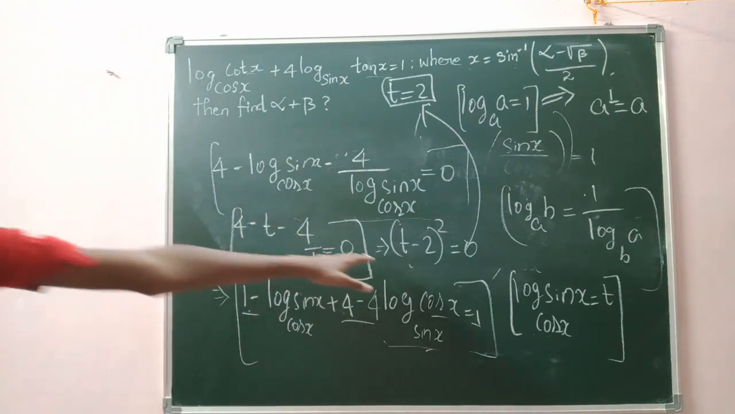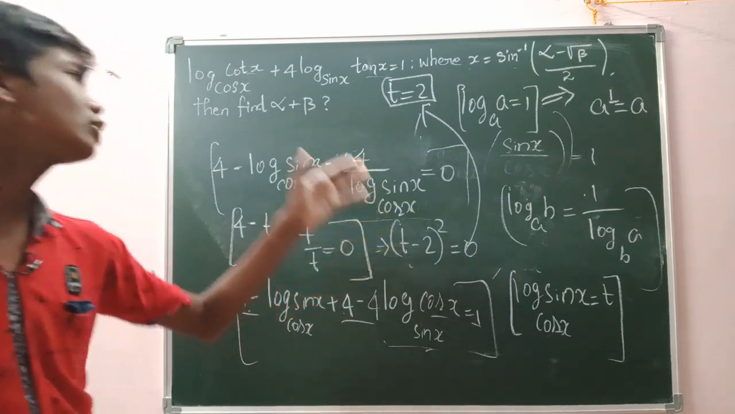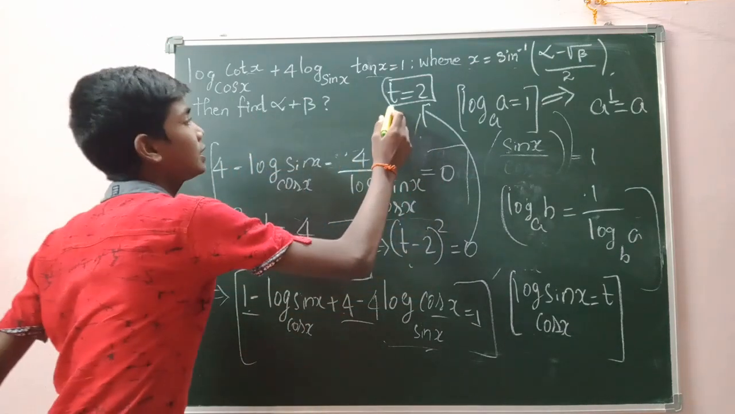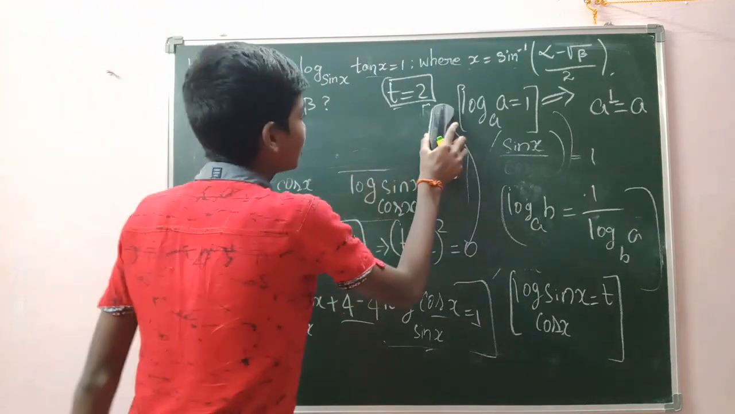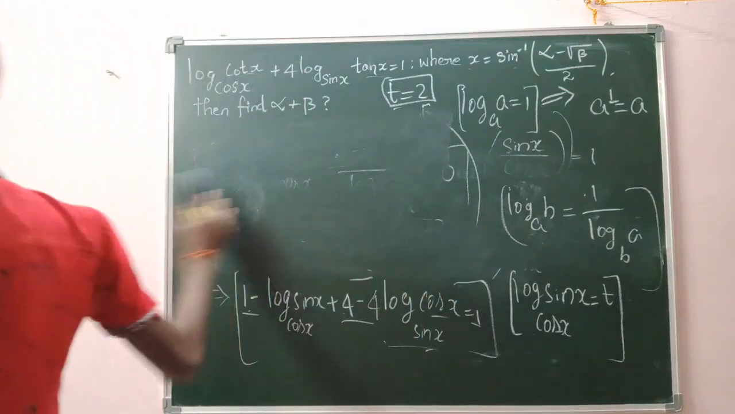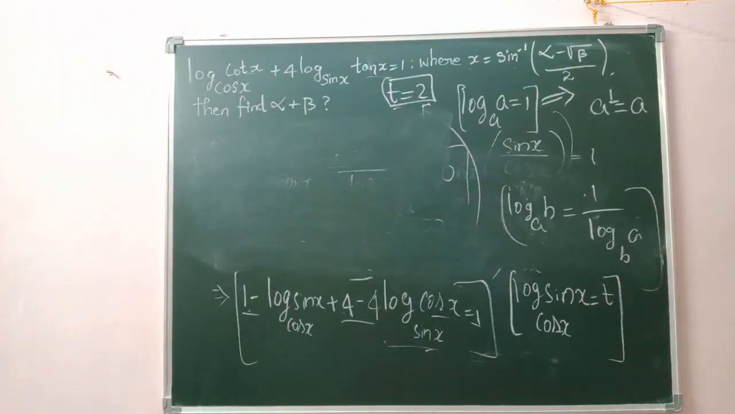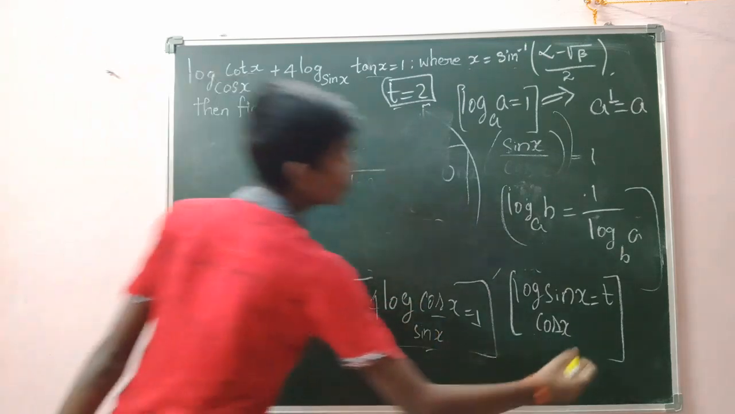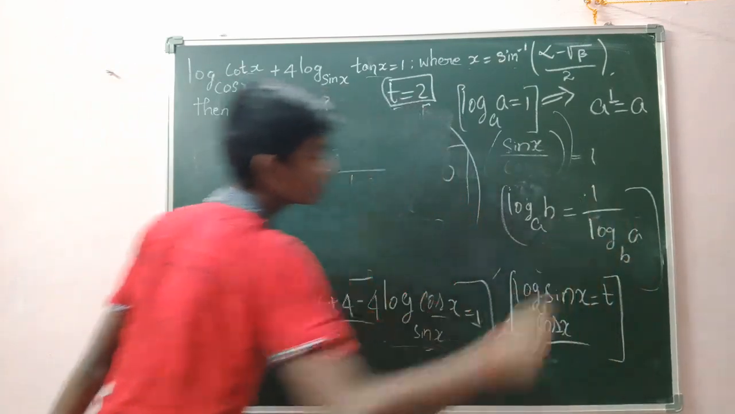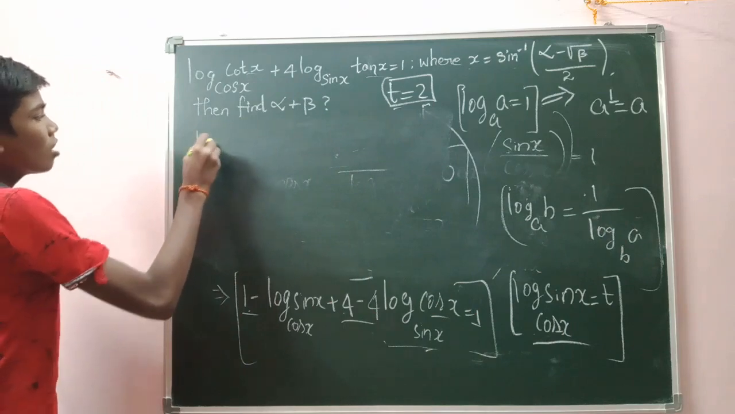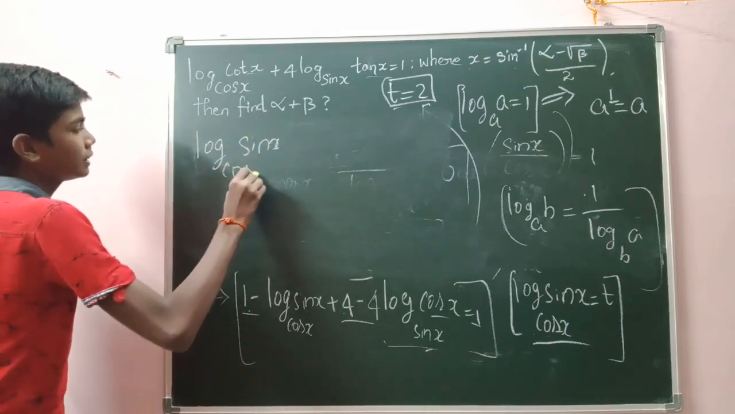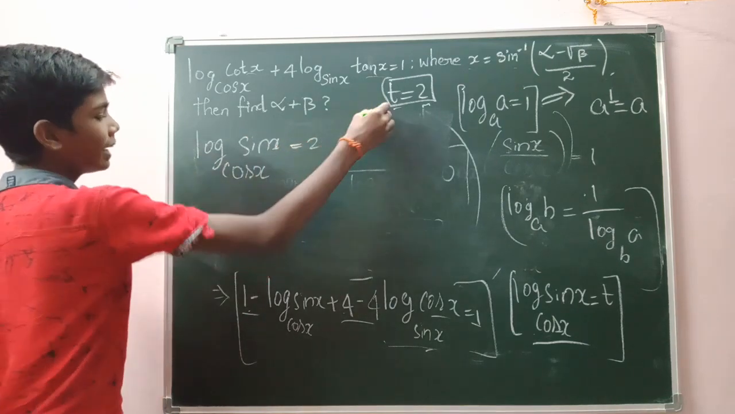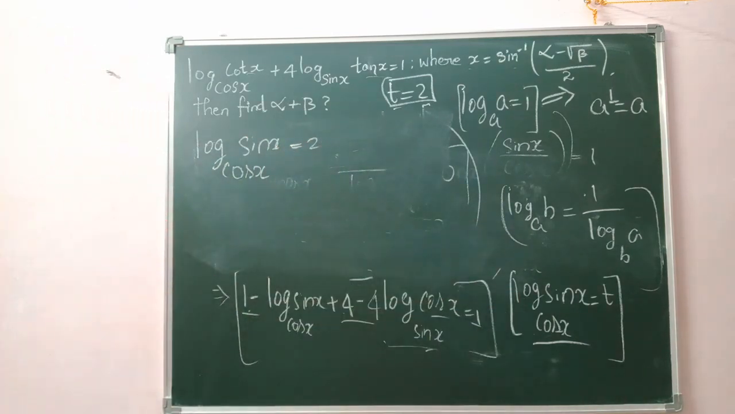So when you solve this particular form, we'll get t minus 2 into t minus 2, that is going to be nothing but t is equal to 2. So the value of t, we got it as 2. And now the question is very simple because we arrived at the final step. So if t is 2, we know that t is nothing but log of sin x to the base cos x. So log of sin x to the base cos x is equal to 2, because t is 2 and we know t is nothing but log of sin x to the base cos x.